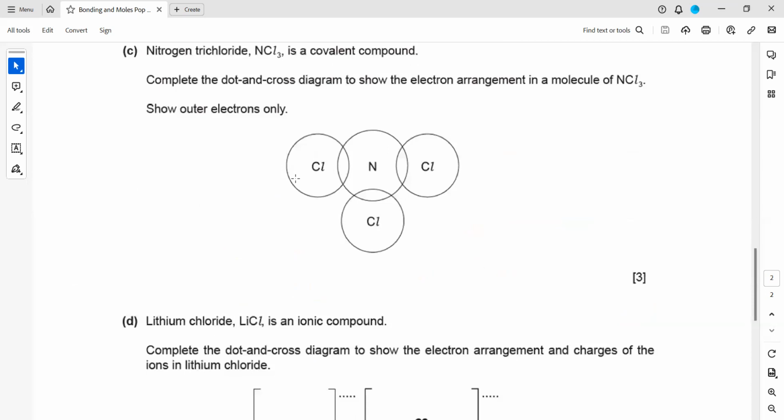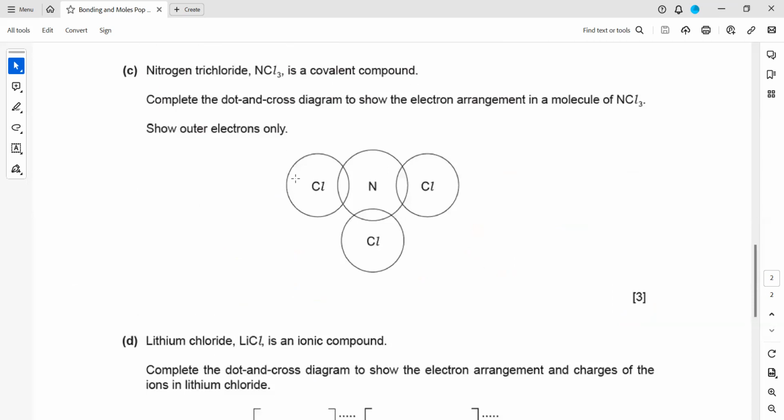In part C, nitrogen trichloride, NCl3, is a covalent compound. A covalent compound is formed by sharing of electrons, so you have to draw the outer shell electrons only. Nitrogen belongs to group 5. When an element belongs to group 5, how many electrons will it share? Group 5 will share 3, because it needs an octet of 8. So 5 plus 3 makes 8. How many are unshared? Out of 5, 3 are used, so unshared will be 2.